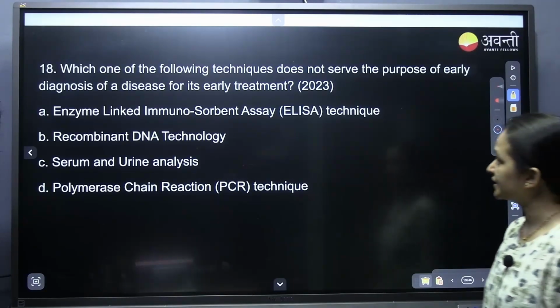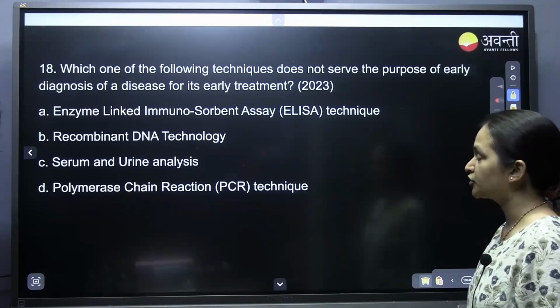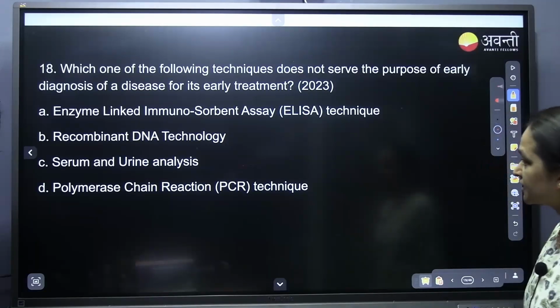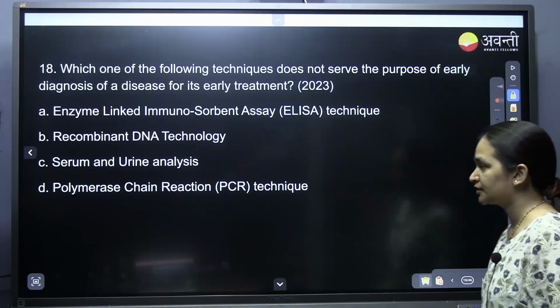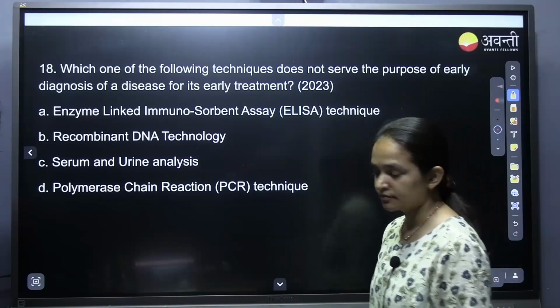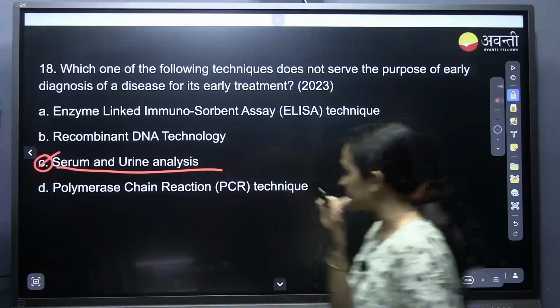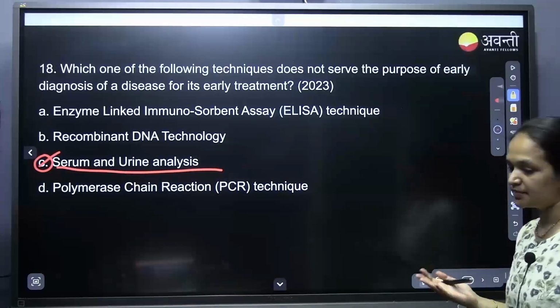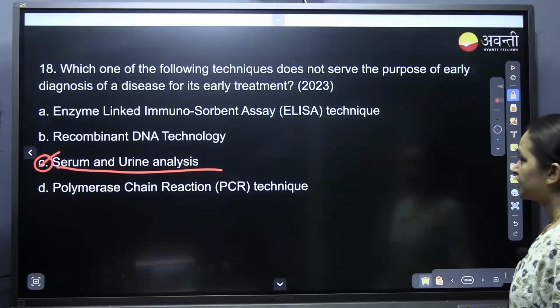Which of the following techniques does not serve the purpose of early diagnosis of a disease for its early treatment? Is it ELISA, rDNA technology, serum and urine analysis or PCR? Serum and urine analysis. Directly from the NCERT, take this one. Easy, yes. It is serum and urine analysis.